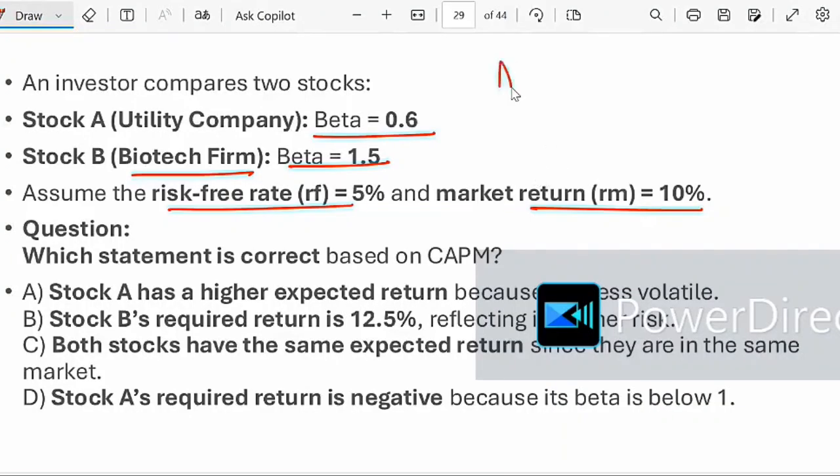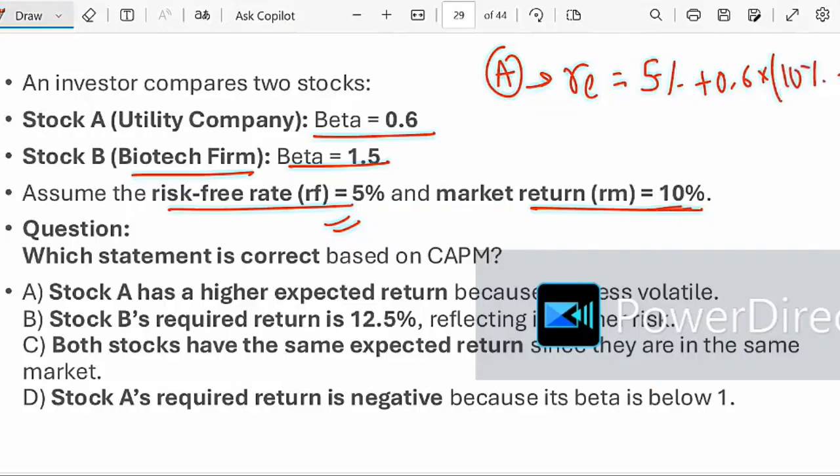First of all, let's calculate stock A. So for stock A, RE is equal to risk-free rate, which is 5%, plus beta, which is 0.6, multiplied by RM, which is 10%, minus 5%. So how much is it? 10 minus 5 is 5. 0.6 of 5 is 3, right? So 5 plus 3, it is 8%. For stock A, it is 8%.